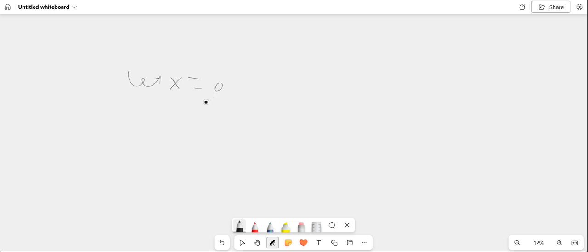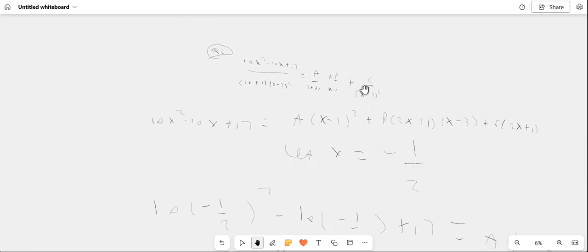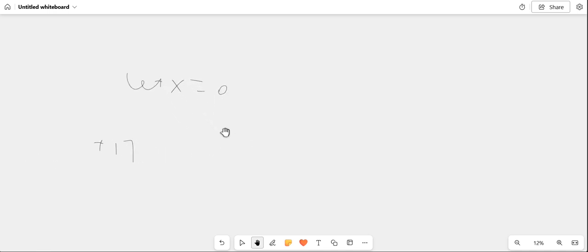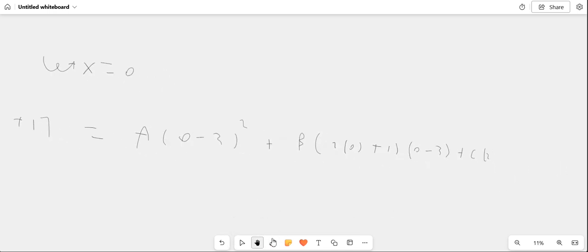I told you on the left hand side, it's always the constant that's going to be there. So it's just the plus 17 that was at the end. When you let x equal 0 on the left hand side, this can become 0, so it's just 17 that's left here. On the right hand side, we're going to have A(0 minus 3) squared plus B(2(0) plus 1)(0 minus 3) plus C(2(0) plus 1).